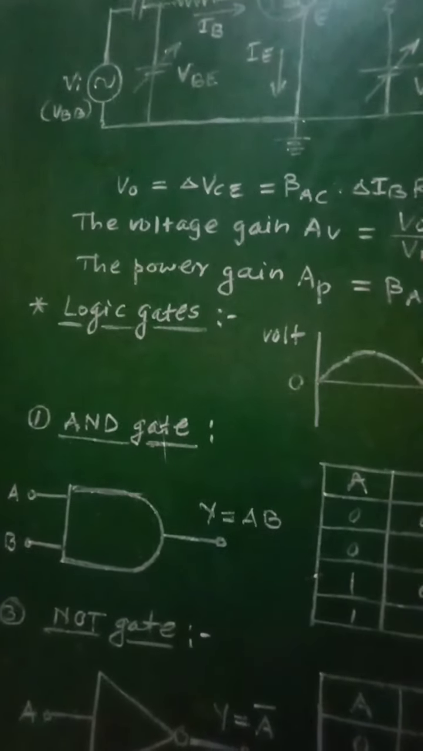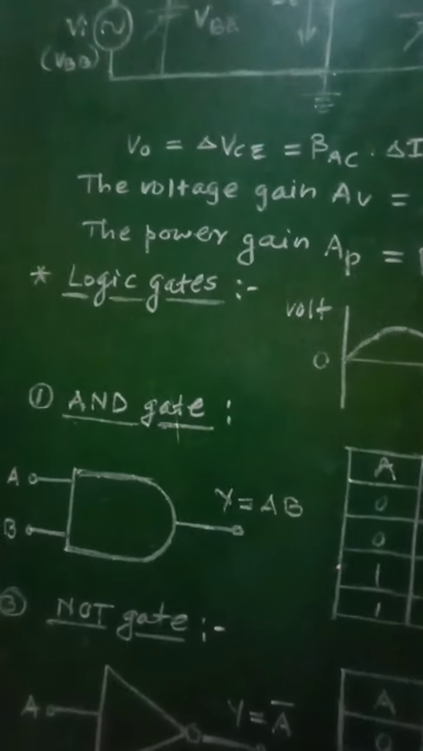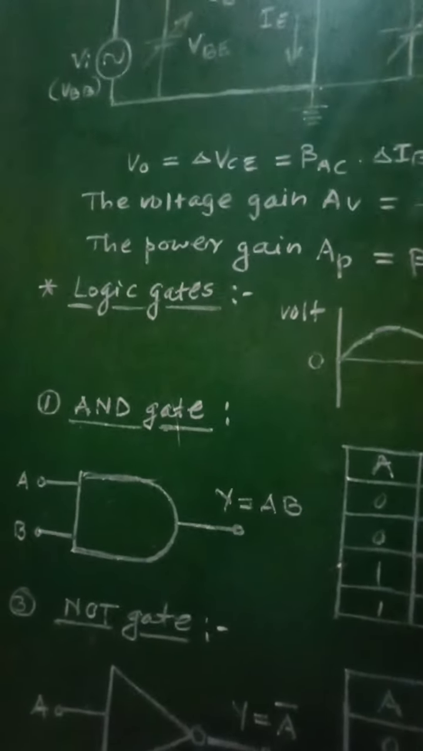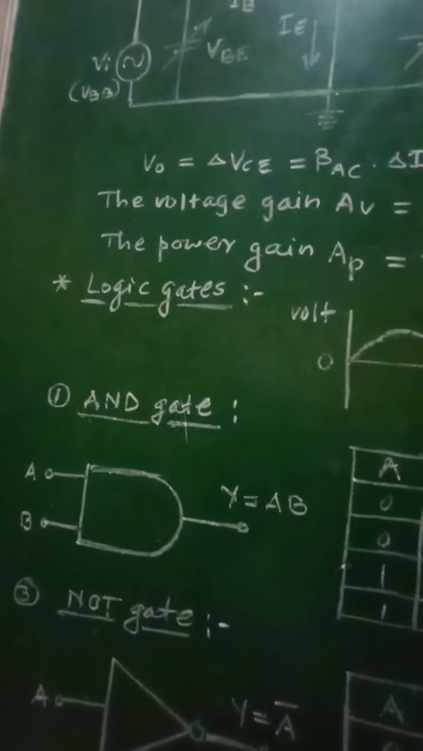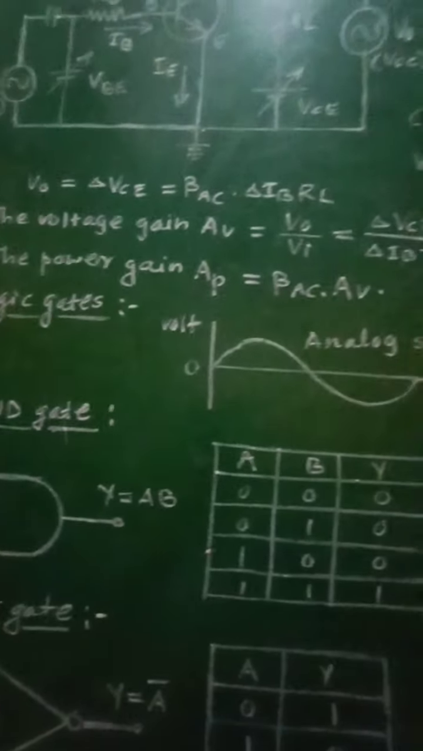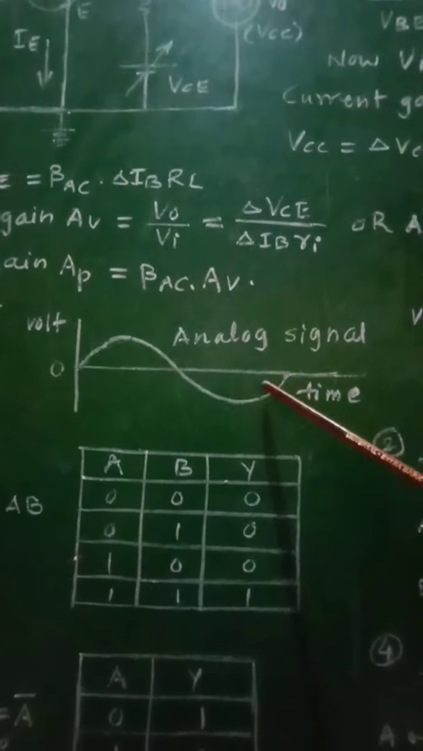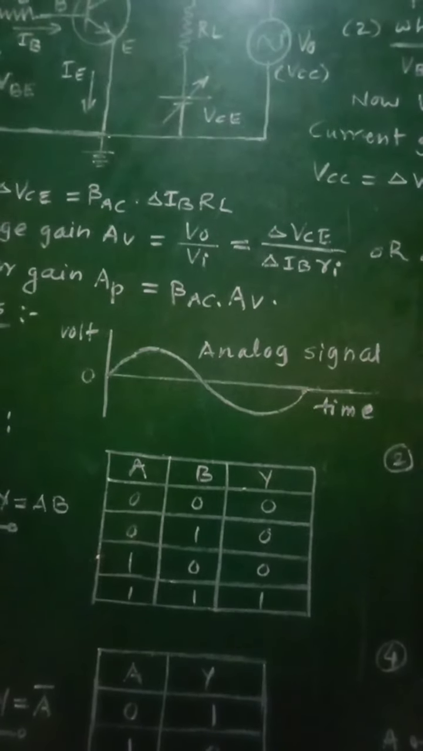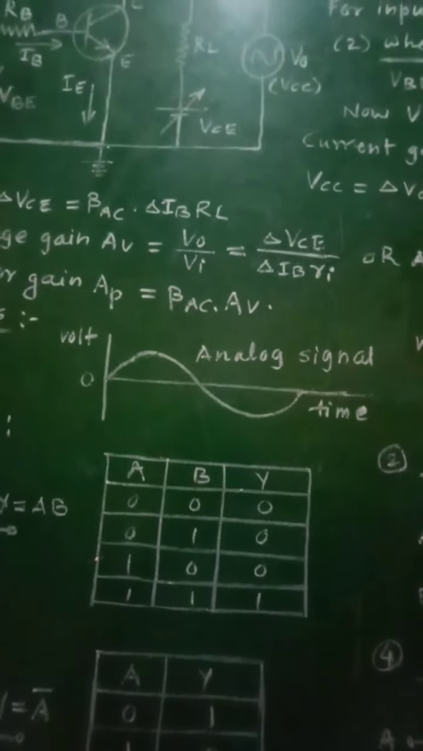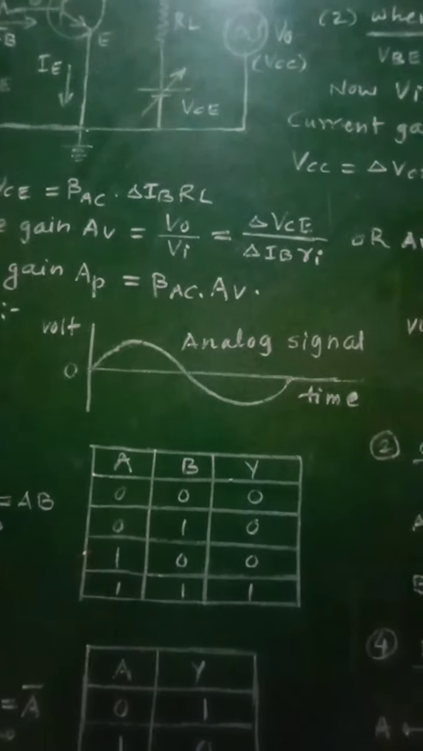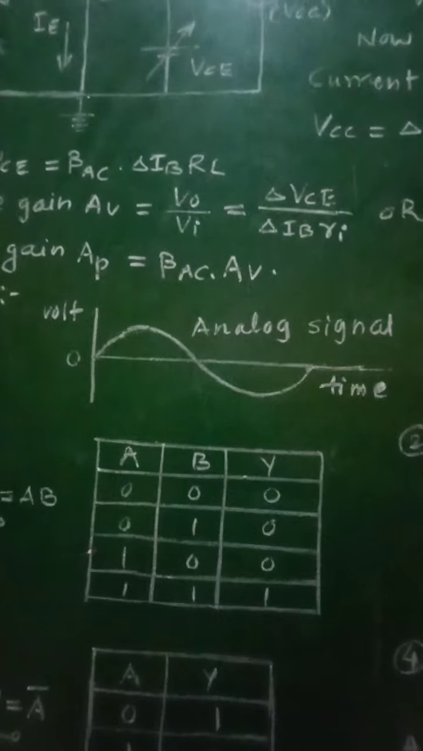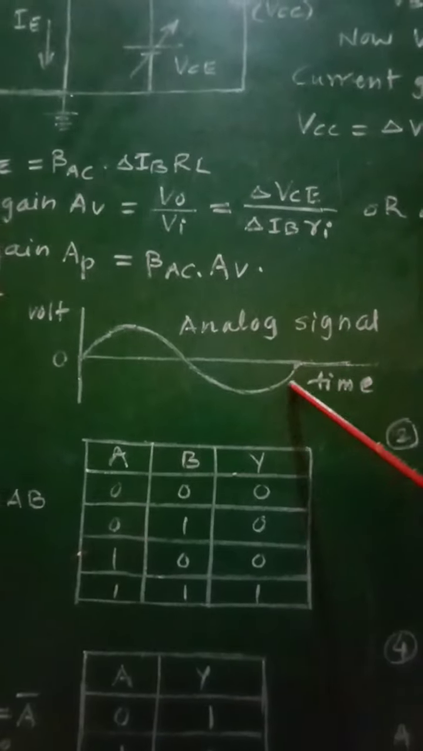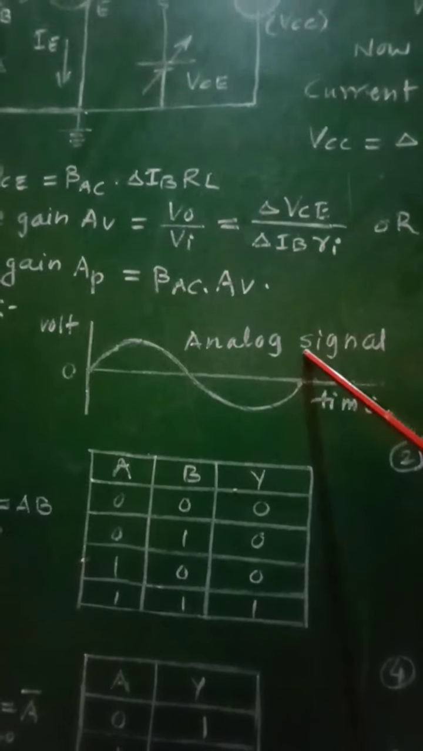Logic gates. Now what are these logic gates? We know that a continuously varying signal, that is a sinusoidal signal, is called an analog signal. So the sinusoidal signal which is continuously varying, that is in the form of a sine wave, is called the analog signal. For example, this sinusoidal voltage which is varying with time.